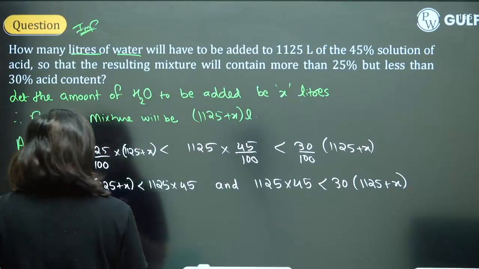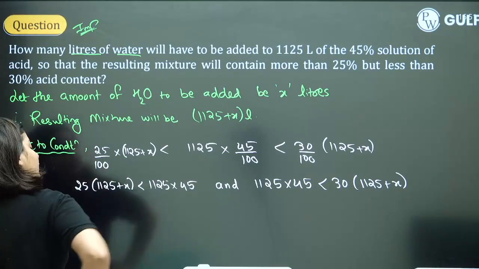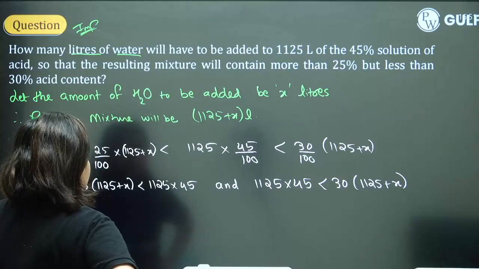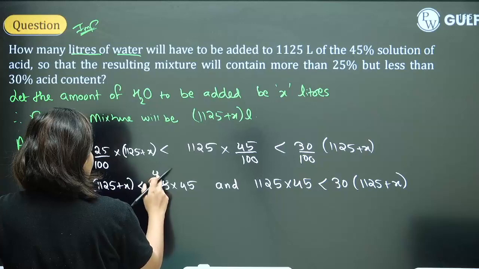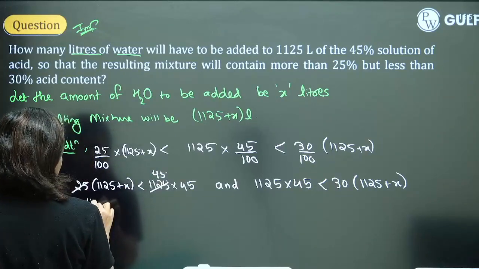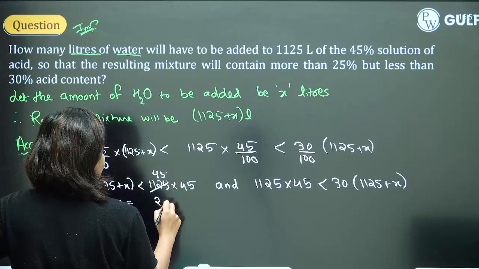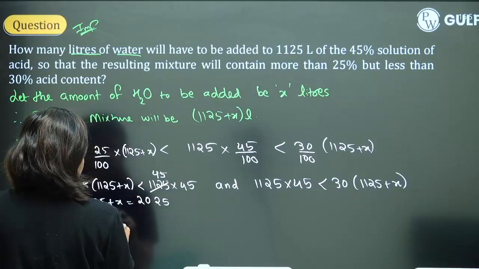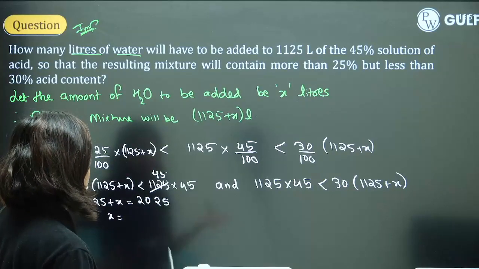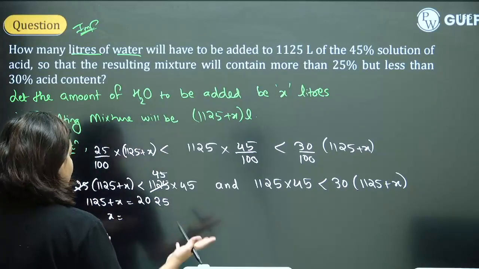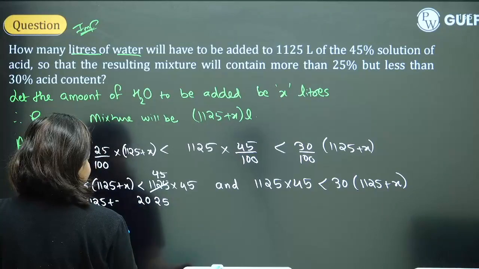Okay, big calculation, isn't it? 25 ones are 25, 25 fours are 100, 12 will be left, 5s are. So this is 45. 25 ones are 25, 4 5s are 45s. 1125 plus x is equal to 45 square: 5 5s are 25, 4 5s are 20, 2025. X is 2025 minus 1125: 2000 minus 1000 is 1000, 1025 minus 125 is 900. How come equal to came?